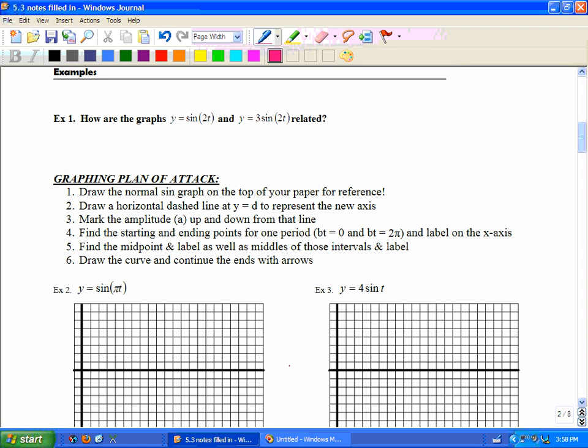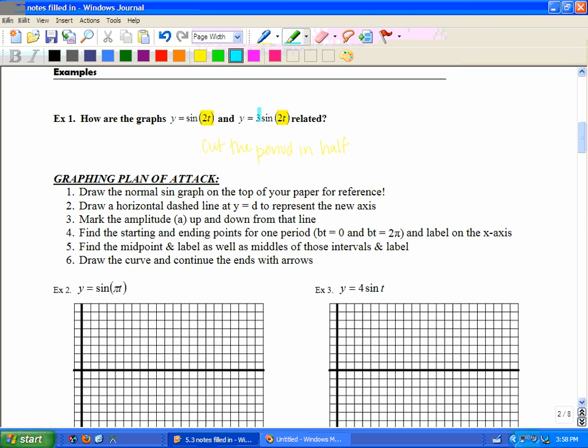So some examples of the sine function. It says, how are the graphs y equals sine 2t and y equals sine 3t related? So first of all, our 2t inside there, that is going to cut the period in half.